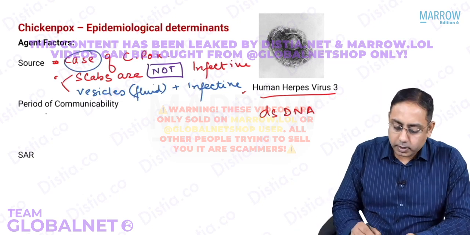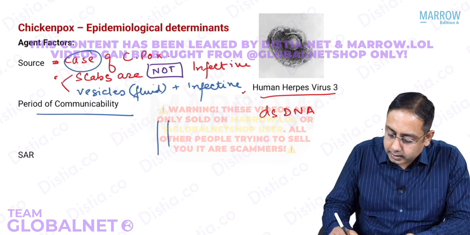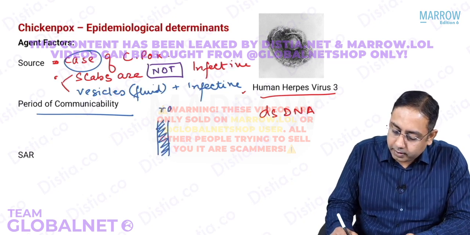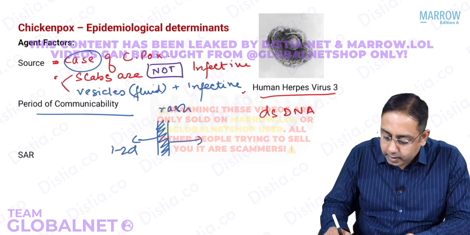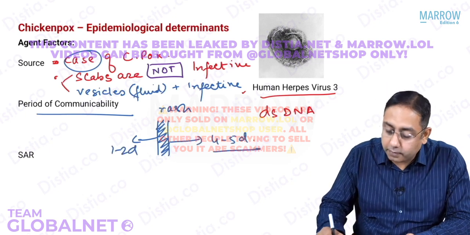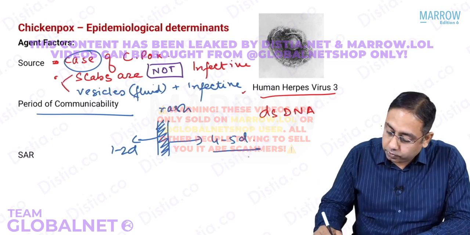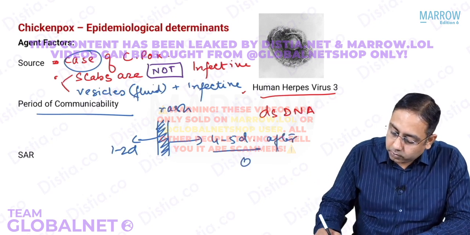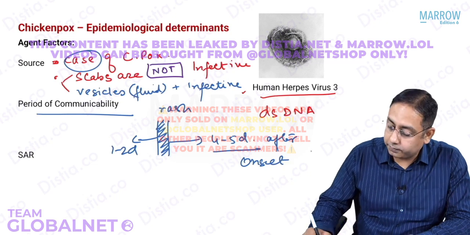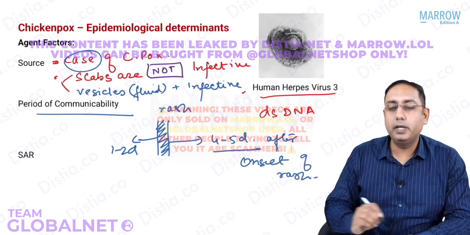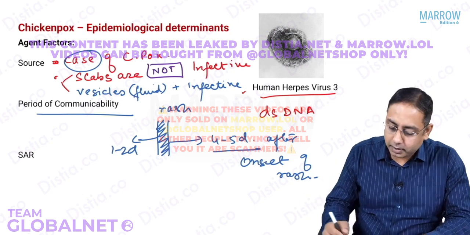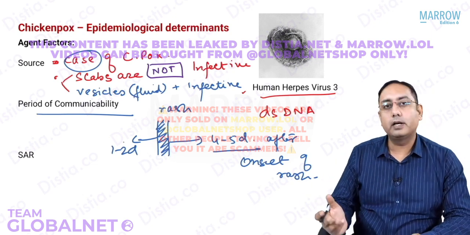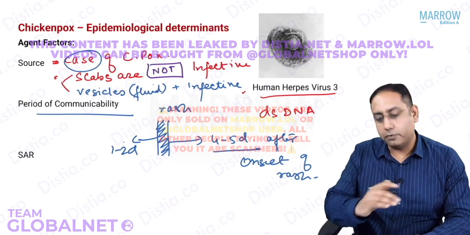What is the period of communicability? Let us say this is the onset of the rash. If this is the onset of the rash, it is 1 to 2 days before the rash and till 4 to 5 days after the onset of the rash. It is 4 to 5 days after onset, not the end of the rash. So through the rash, children might be communicable, and in fact they might be communicable even before that.